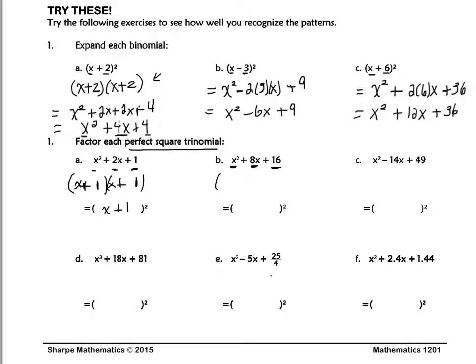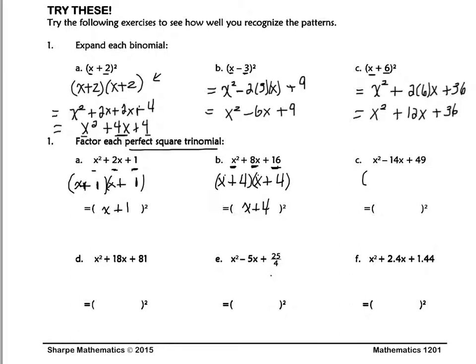So we know the factors then should be the square root of x squared, which is x, goes in the first spot, and the square root of 16, which is 4, goes in the second spot, and they should both be positive, or x plus 4 all squared. And again, you can double check using your FOIL method. X times x will give you x squared, plus 4x will give you the 8x, and then 4 times 4 will give you the 16.